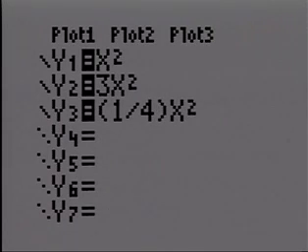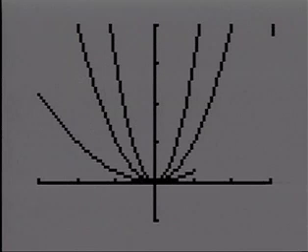The second function, y2, 3x squared, was a vertical stretch of x squared, so I'm thinking that this y3 that I've just typed in will be a vertical shrink of y equal x squared. Let's push graph and see if that is what occurs. There's 1/4 x squared. Notice that it looks shrunk, it looks shorter, it looks flatter, closer to the x-axis are all ways to describe that function. It's definitely a vertical shrink of y equal x squared.